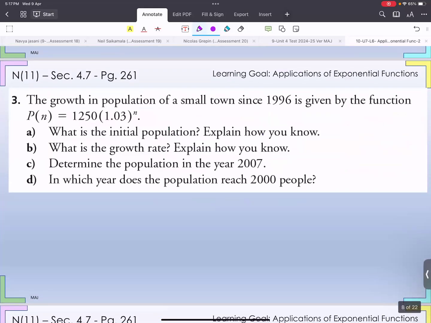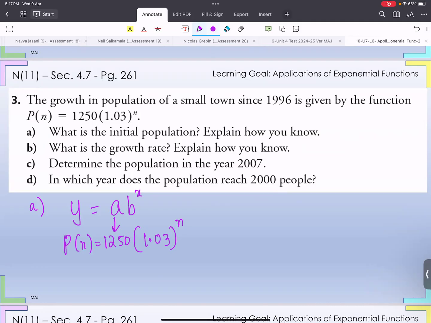Right. The next one, we are going to do a small word problem. The growth in population of a small town since 1996 is given by the function. When there's a function, what is the initial population? Explain how you know. So the initial population is the initial value. If you do y is equal to a times b to the power x, this is your initial value. So that's 1250. And then that's 1.03 to the power of n. And this is P of n. Okay, so pretty much that's what you're trying to do.